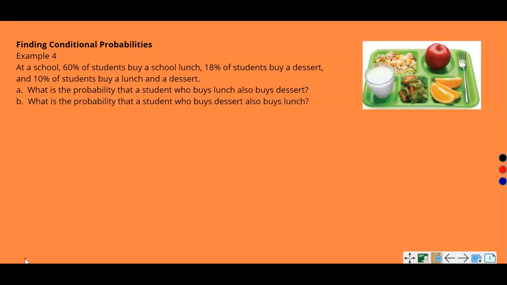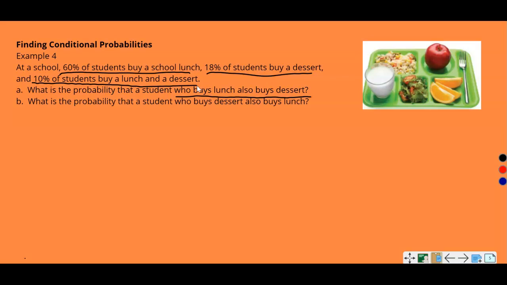So for part A, we're just going to look at it first. What is the probability that a student who buys lunch also buys dessert? This one says 60% buy lunch, 18% buy dessert, and 10% buy lunch and dessert. So the first thing we need to do is figure out what we are going to let event A and B be, because we're going to use the conditional probability formula. So we need to know what we're looking for.